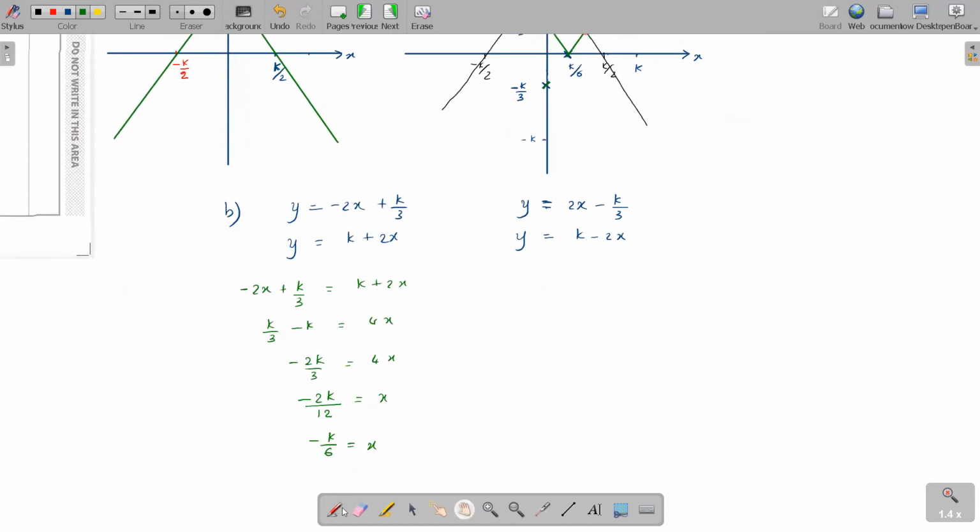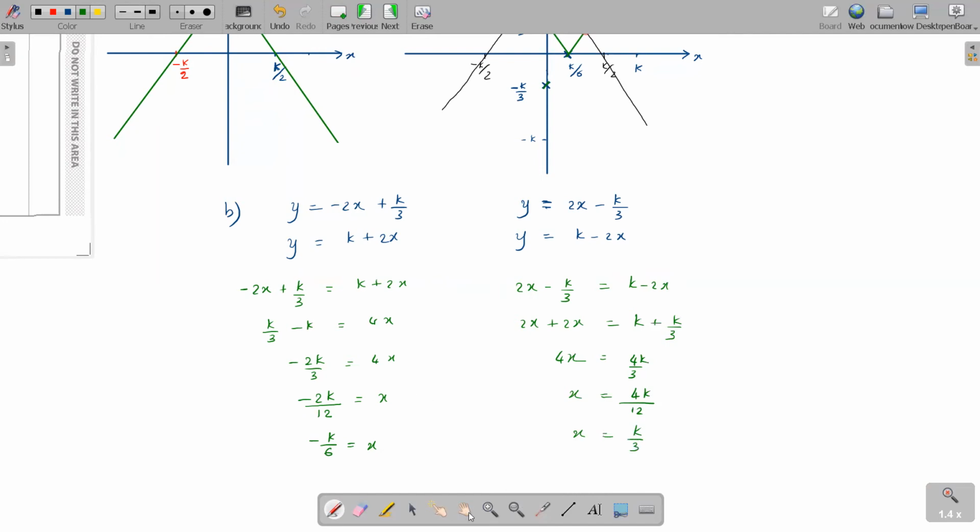And then the other solution: 2x minus k over 3 equals k minus 2x. Bringing the negative 2x here as plus 2x, and k plus k over 3. I brought this guy here as a plus 2x, so it's 4x. 3k plus 1k, that's 4k over 3. So x equals 4k over 3 times 4, which is 12. So x equals k over 3.